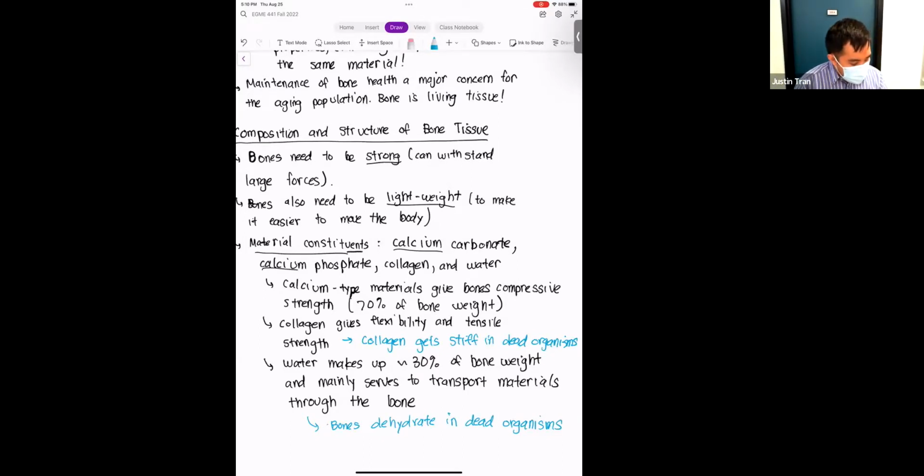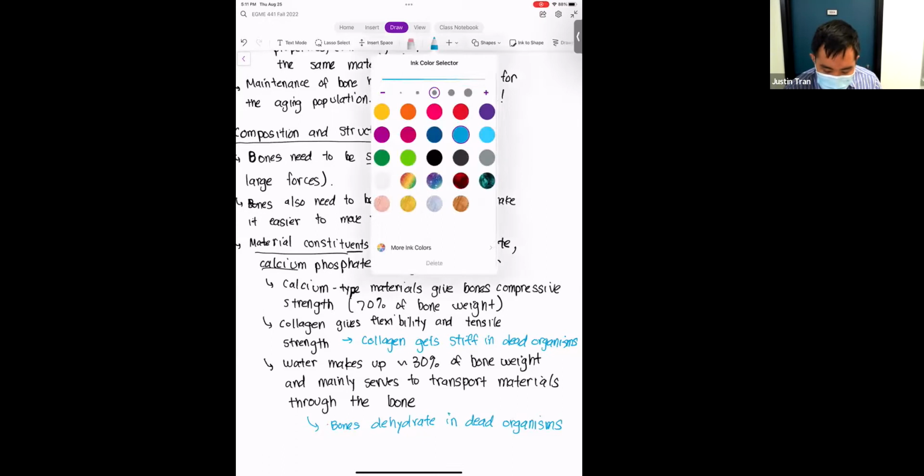Okay. Any questions on this? Okay. All right. So one more concept I want to go over before we end for today is the idea of porosity.